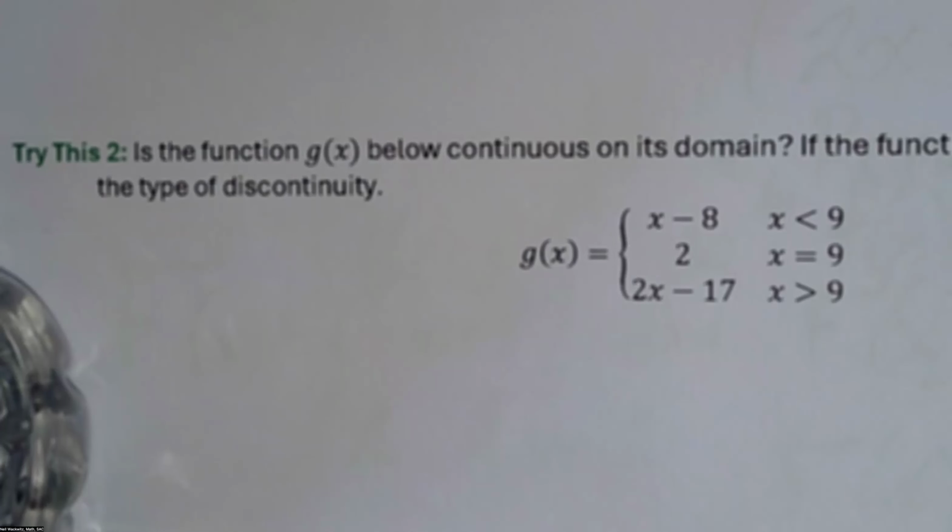I think I got the graph, but we have to try to figure out the discontinuity, right? Well, it would be, I guess, an open circle for the first section of it until 9.